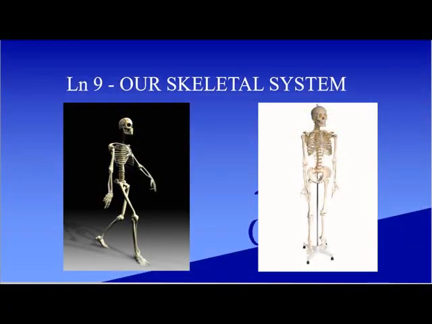Let's recap what we learned in the last class under the topic our skeletal system. We learned about the arrangement of the bones in the skull, in the backbone, the rib cage and the limbs. We learned the function of the skeletal system and what is inside a bone. Today we will learn about the joints and muscles.